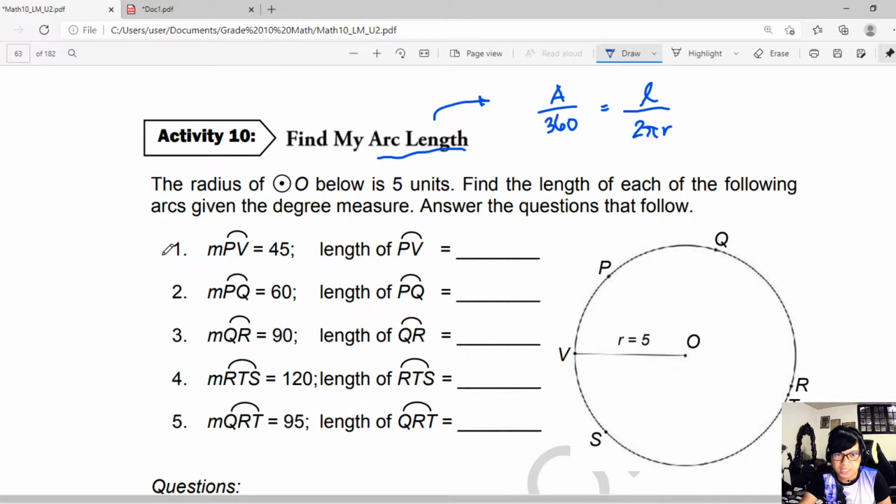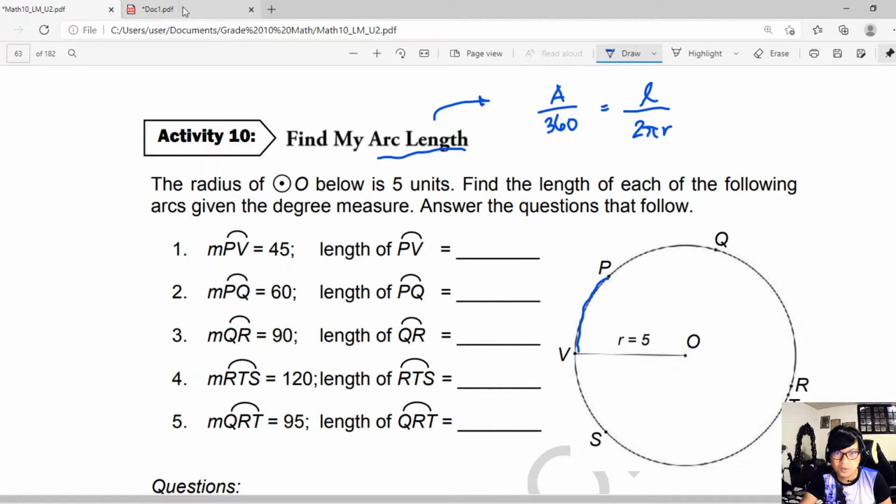So let's answer the following. The radius of circle O below is 5 units. Find the length of each of the following arcs given the degree measure. Answer the questions that follow. First one, number 1. The measure of arc PV is 45. So where is PV? The measure of this PV is 45 degrees. So we're going to find the length of PV.